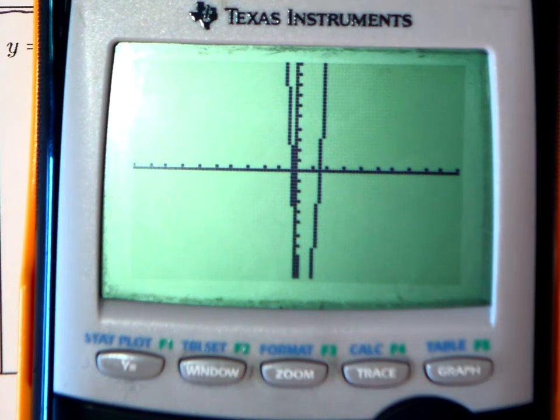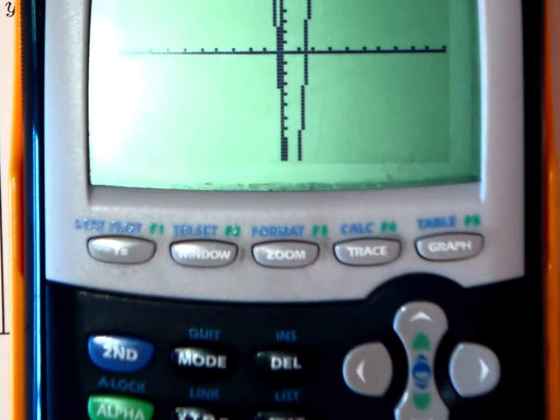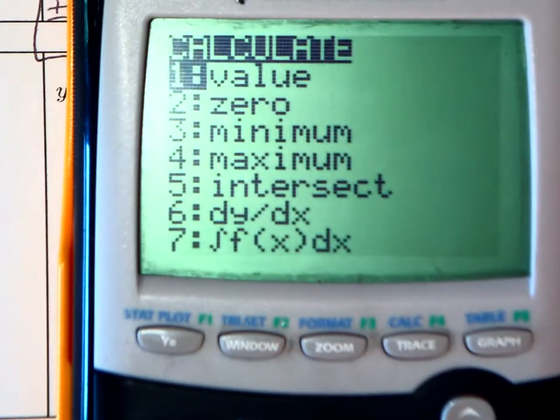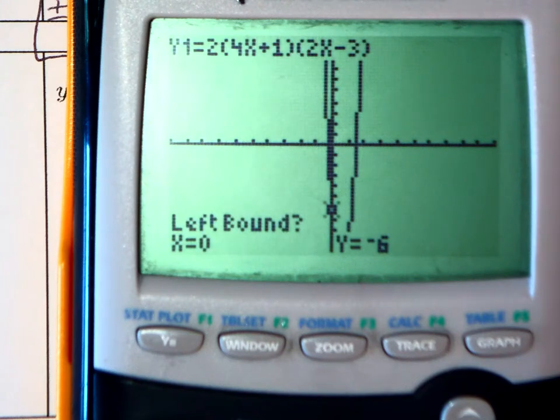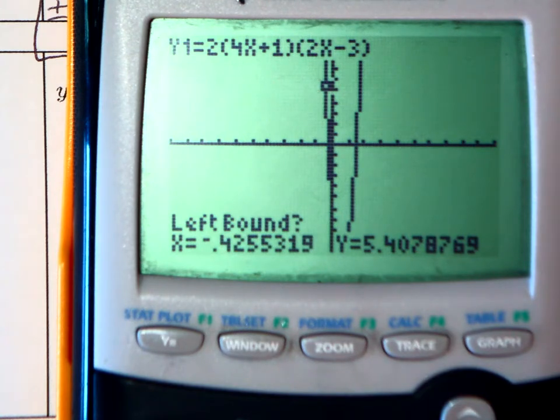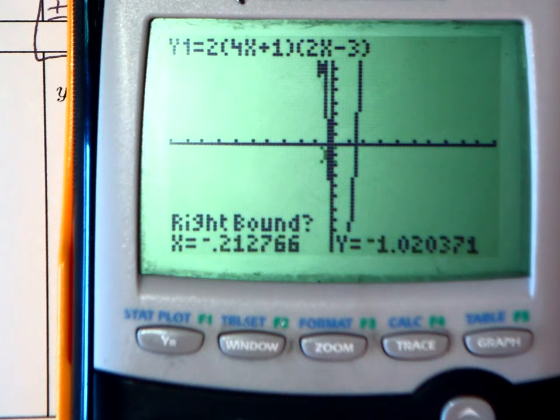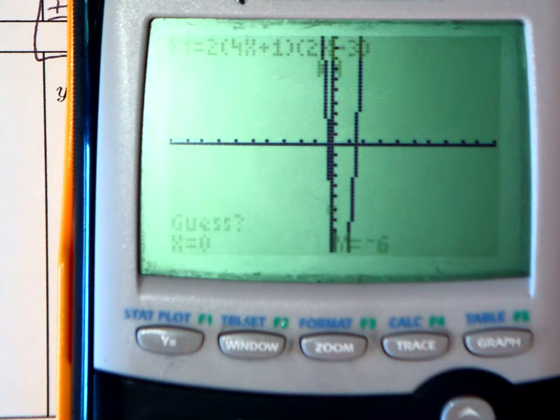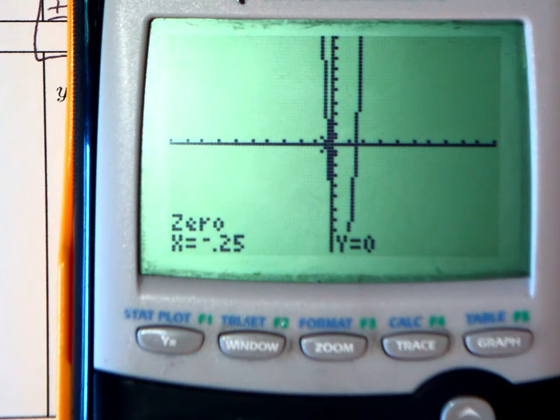To calculate those zeros, we press second trace. So second is this blue button here, and trace is near the top right, and this brings up the calculate menu. We're going to choose 2, or press down and press enter to calculate a 0. It asks for a left bound. So if I'm going to choose this 0 on the left, I'm going to make sure my blinking cursor is to the left of that 0 and press enter. Then I'm going to move my blinking cursor to the right of that 0 and press enter again. You can guess if you want to, or skip it by pressing enter. And that 0 is at negative 0.25.